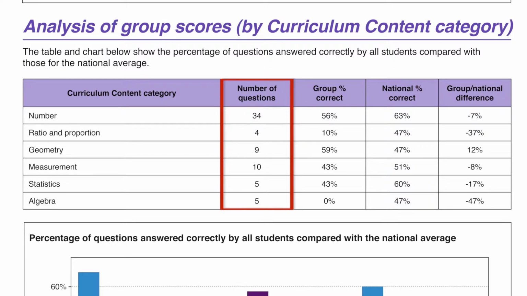Now, for this part, if the number of questions in a particular area is low, you may need to be careful when interpreting the difference between your group scores and the national average. This group performed well above the national average in geometry, but for number, measurement and statistics, they were behind their peers nationally. So these areas may need looking at when planning teaching.